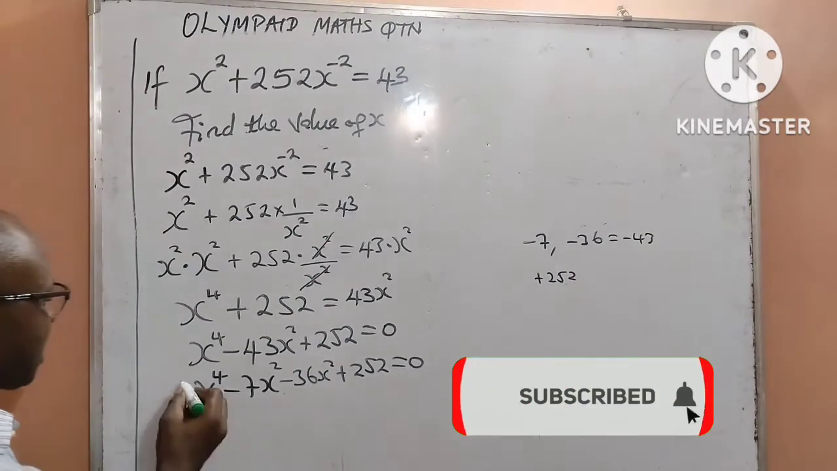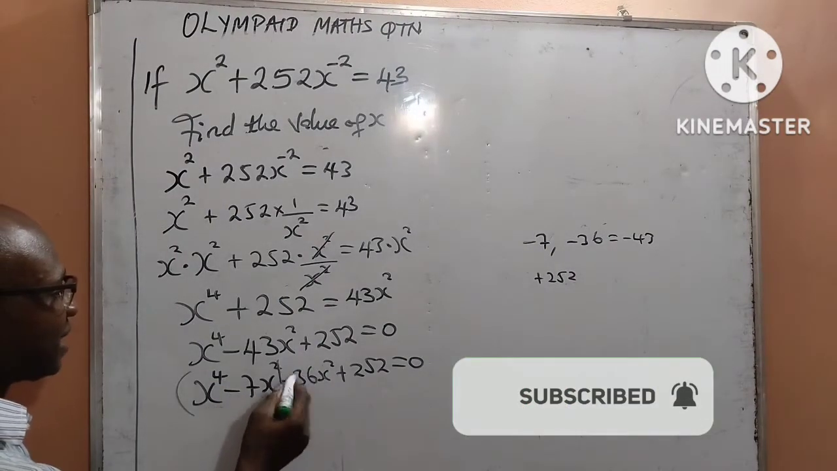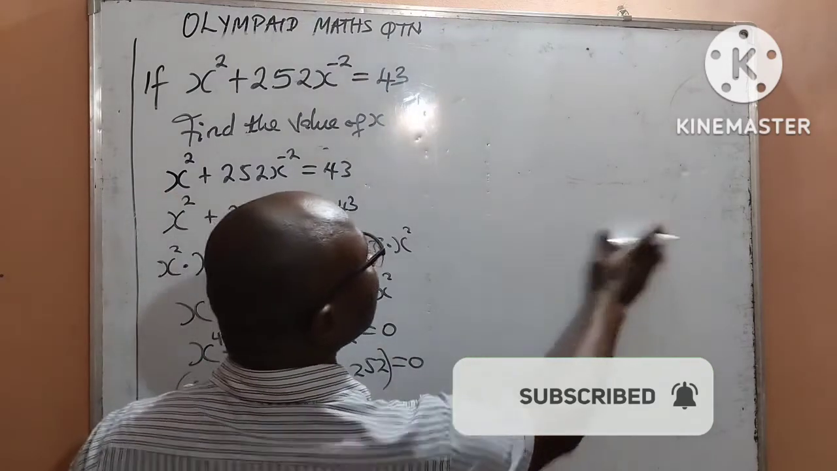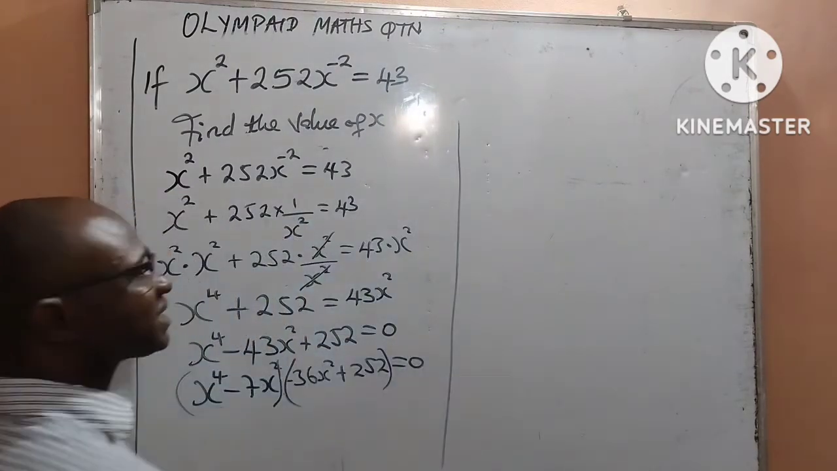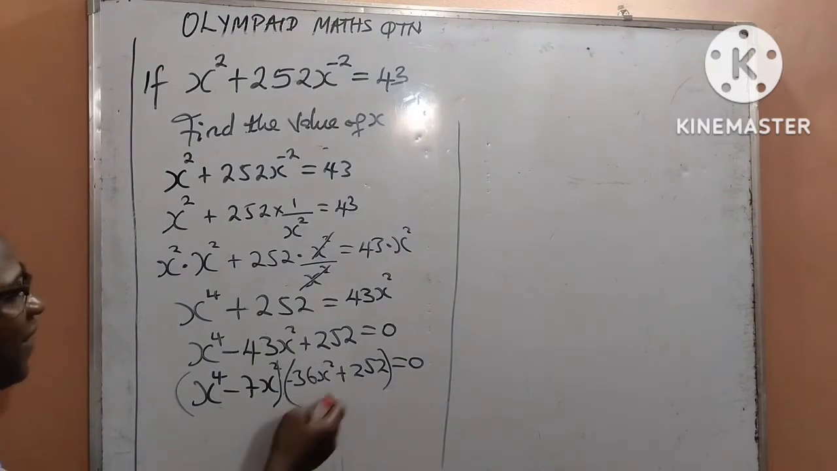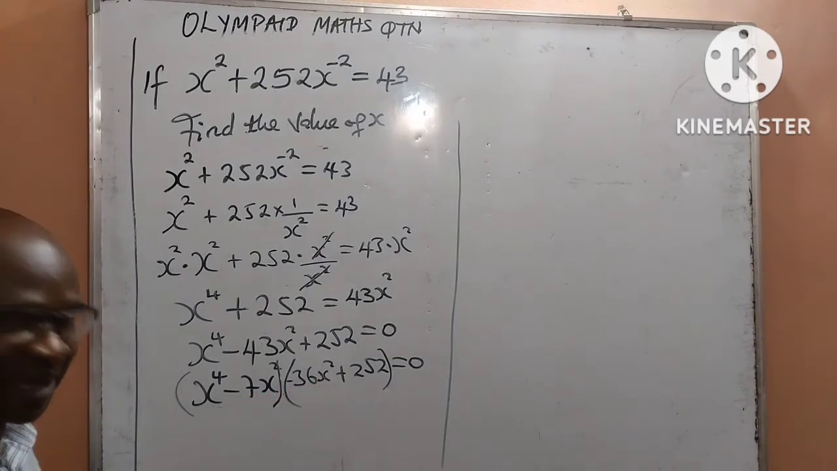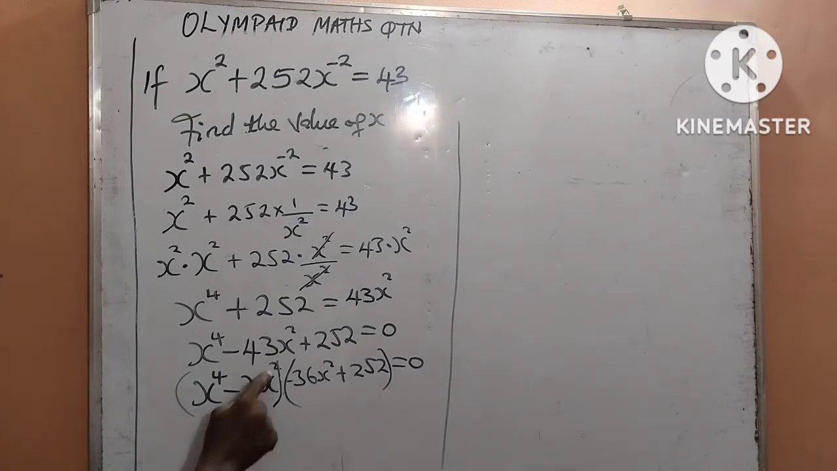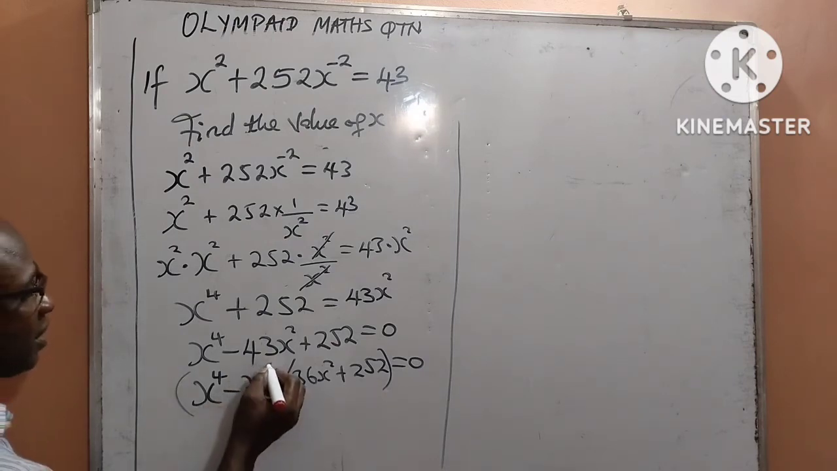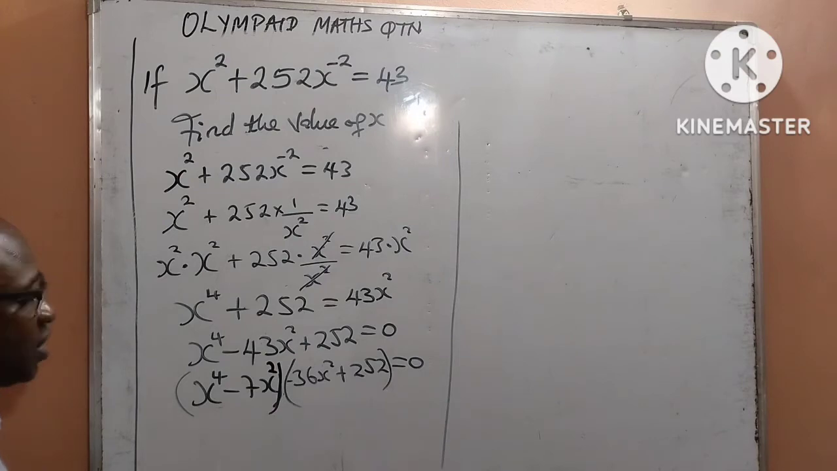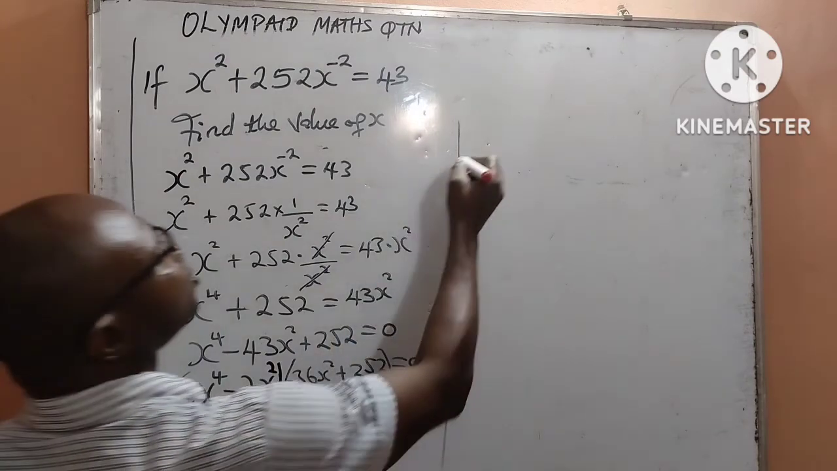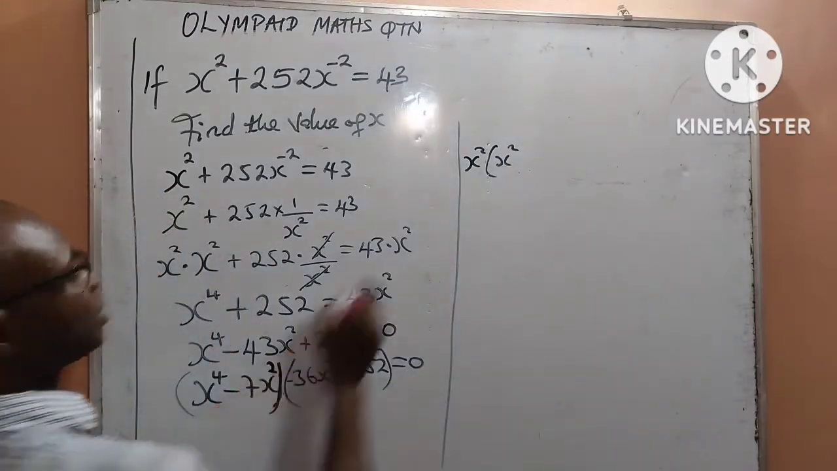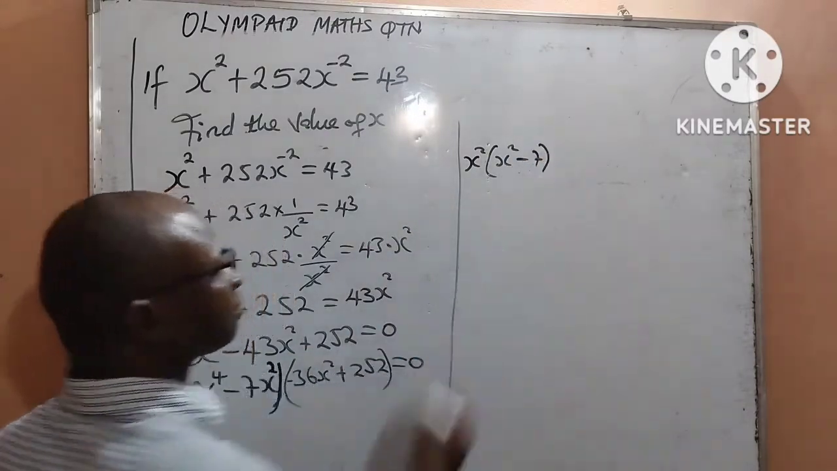At this point, I can now put them into brackets to have what I have here now. Then, moving on, the next step I shall take is to factor what is common in the two brackets. From the first bracket, you can see with me that x to the power 2 is common. So I will factor it out to have x to the power 2 into x to the power 2, then minus 7.